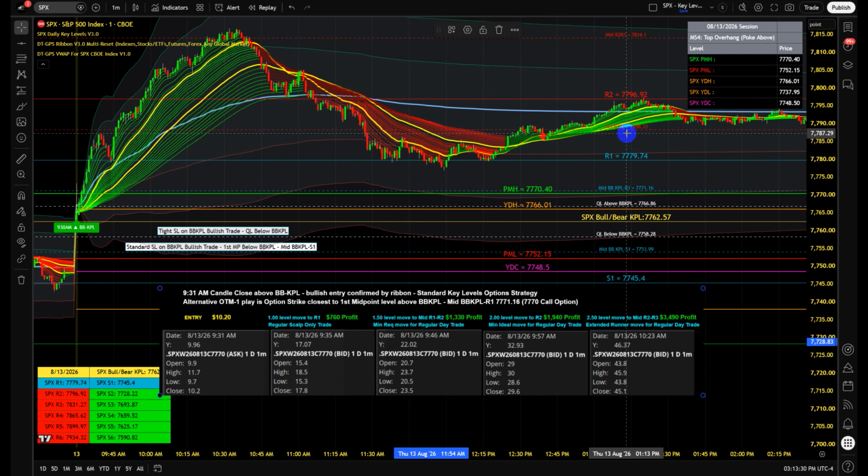The 1.5 level move is the minimum required move because that still gives you an extension to R2 or perhaps that. So that's the minimum required move. 1.5 levels versus the scalp is the 1 level move.